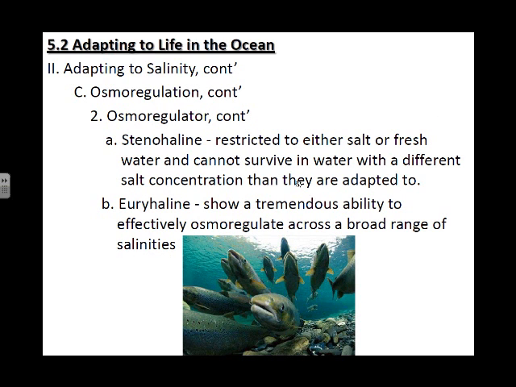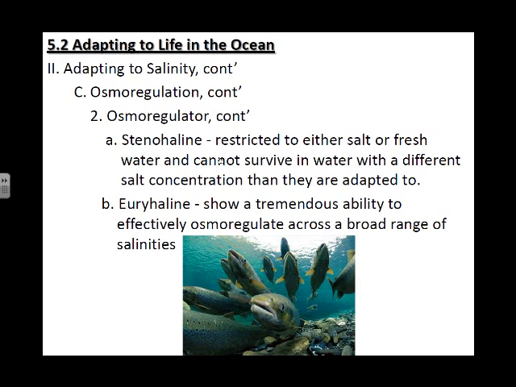Now, of course, there are different types of osmoregulators as well. Some fish are what we call stenohaline, which means they're restricted to either salt or fresh water and cannot survive in water with a different salt concentration. This is typical of most fish. If you were to take, for example, a tuna and put it into a freshwater lake, it could not handle that osmotic pressure and it would die.